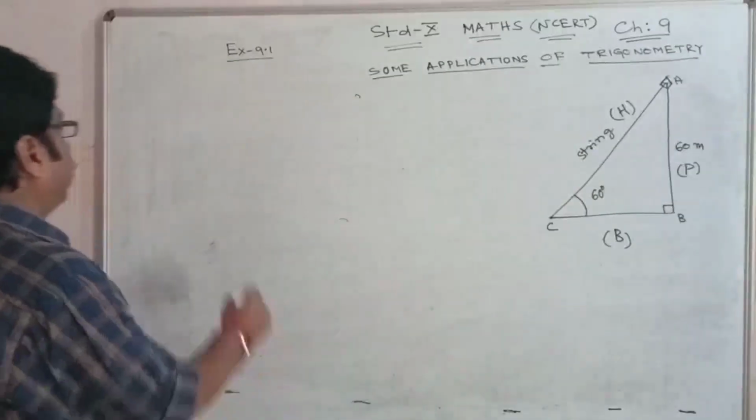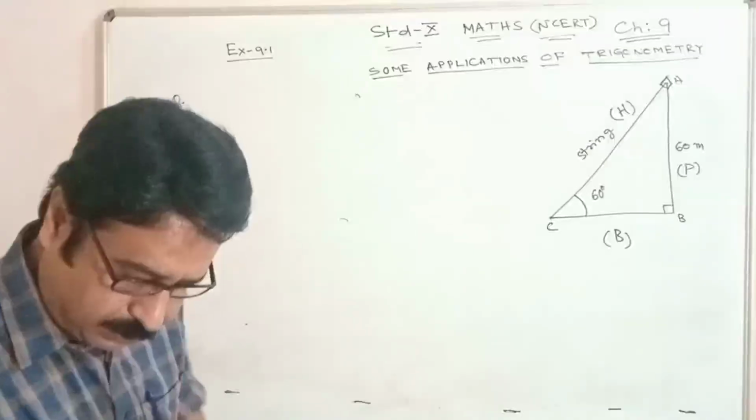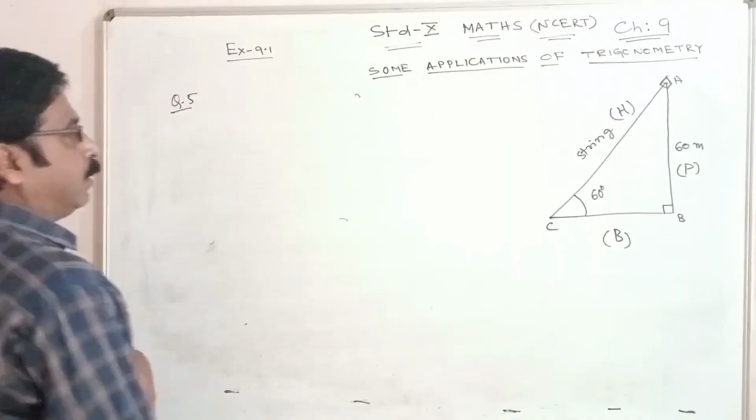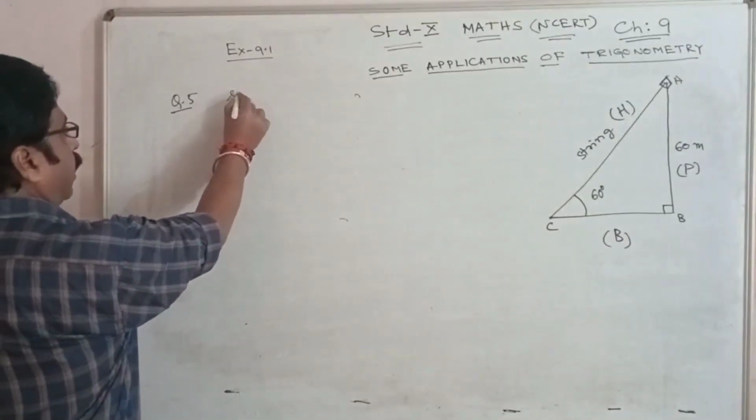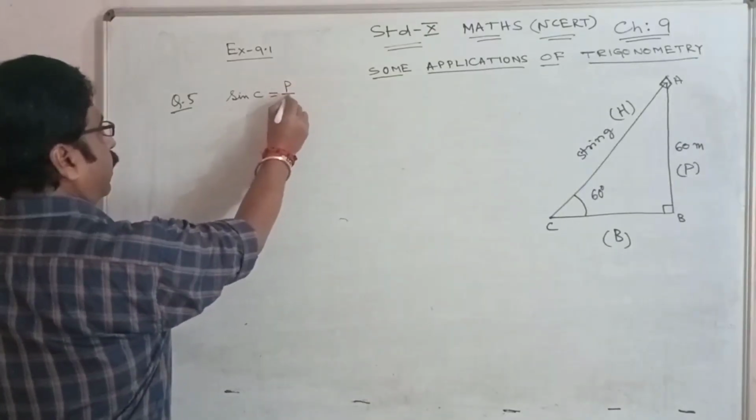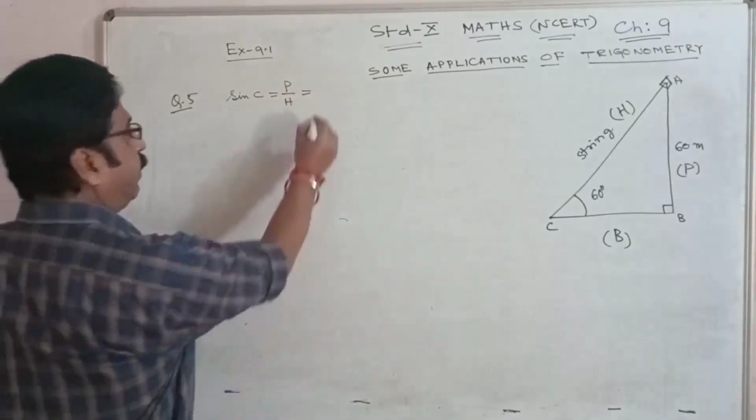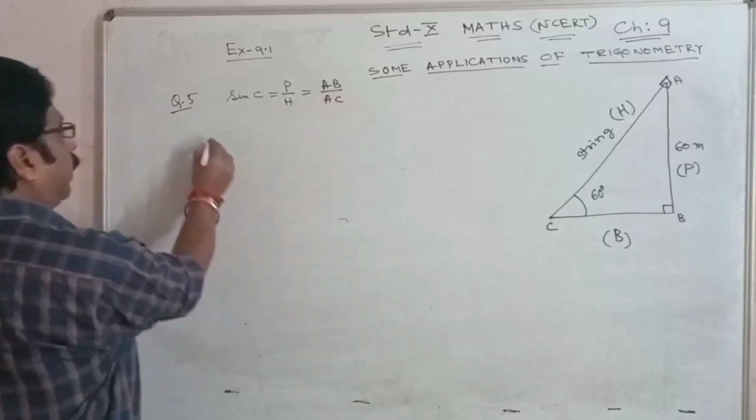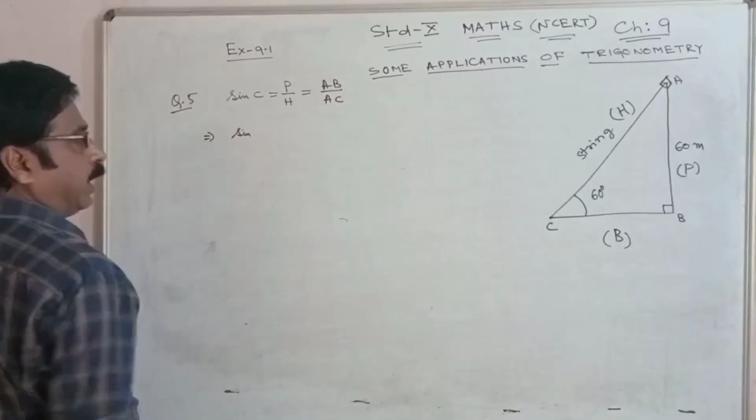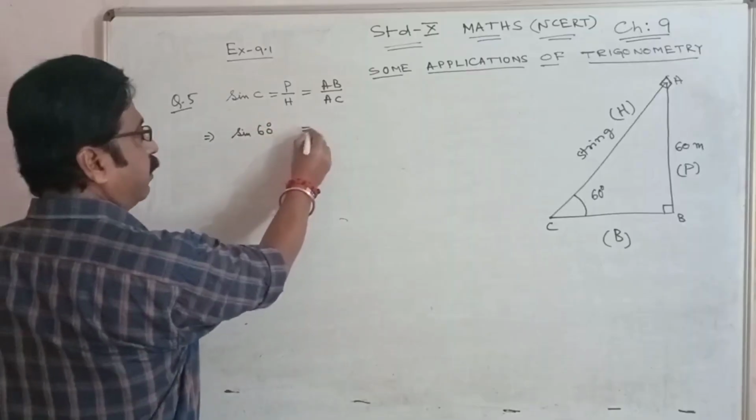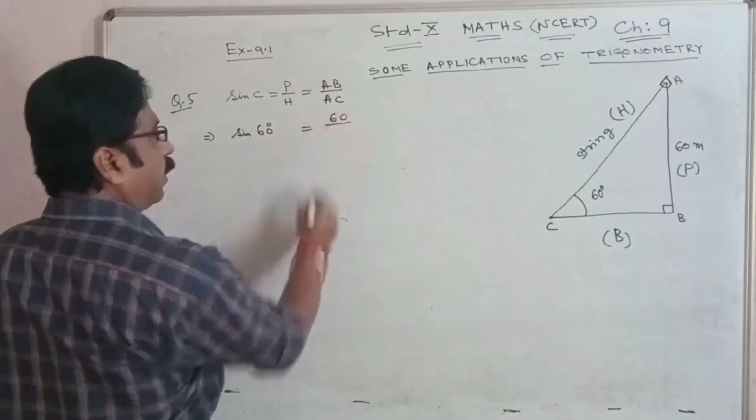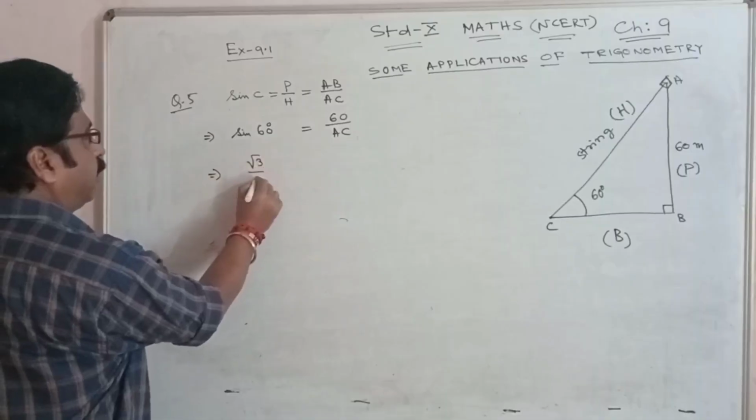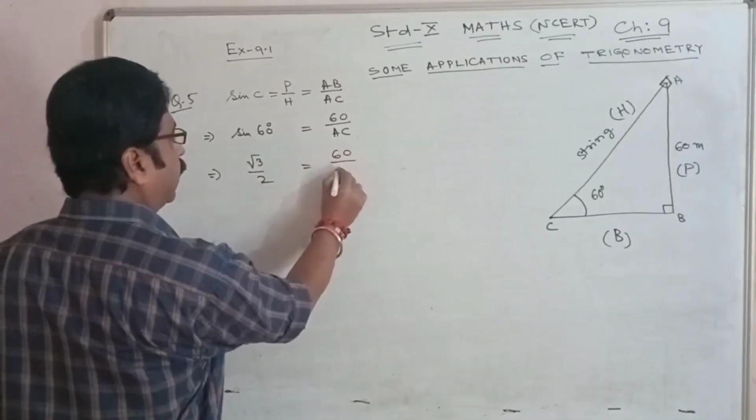Perpendicular and hypotenuse. Sine C is perpendicular upon hypotenuse. Means perpendicular is AB, hypotenuse is AC. Sine angle C is 60 degree equals to AB is 60 meter, AC is unknown. Sine 60 degree means root 3 upon 2, it will be 60 upon AC.